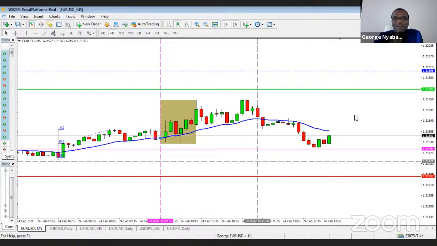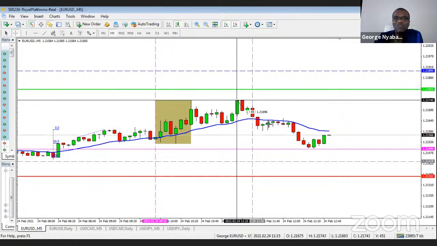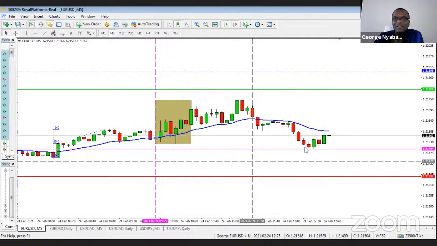So what we have so far, remember that 20 pip range, so we've extended a little bit out of that. The session's range so far is 24 pips, and the whole range so far is 32 pips. So it's tradable. It's more than 20 pips, barely. But now we want to wait and see.